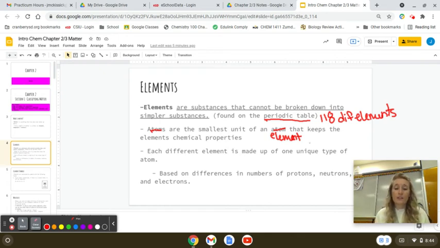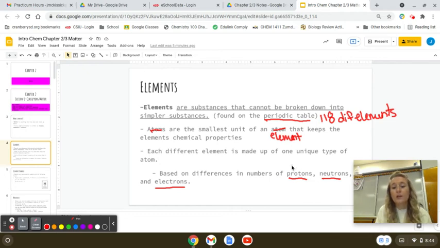Each different element is made up of one unique type of atom. When I say type of atom, I mean differences in protons, neutrons, and electrons. Now, if you remember from 8th grade or even biology, you talked about protons, neutrons, and electrons. One of them is positive. Which one? One of them is negative, and one of them is neutral.